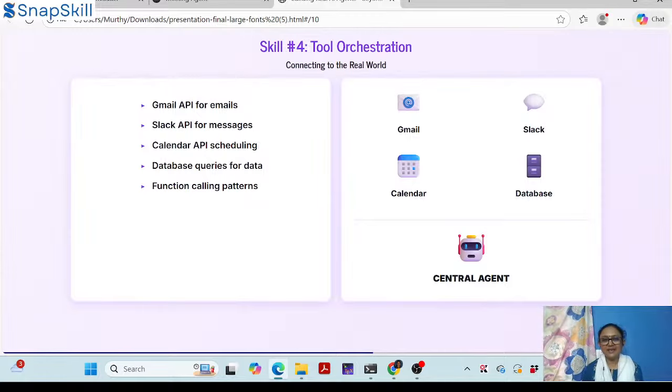Yes, tools. Here, it is not working with a single system. It is not a standalone system. It has to coordinate. In this coordination, I will tell you one scenario.